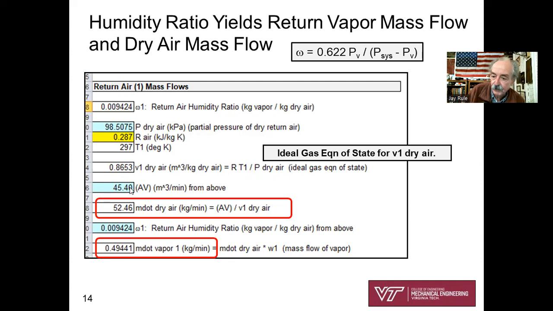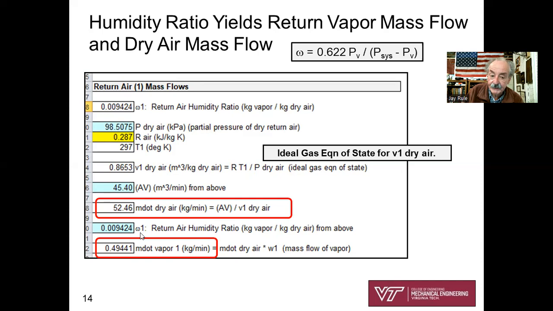Now, we've got the volumetric flow. We just calculated that, 45.4. So the volumetric flow divided by the specific volume of the dry air. Look at those units with your eyes. That's what gives you the mass flow rate of the dry air, 52.46 kilograms per minute.